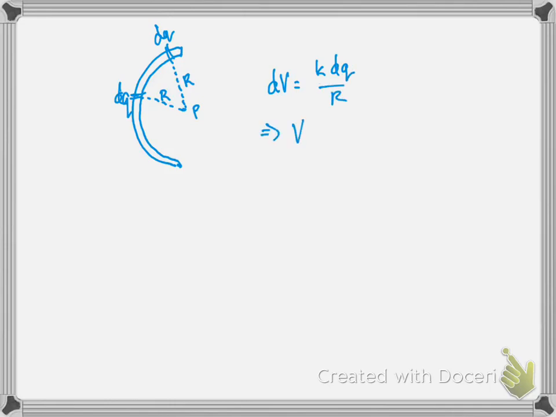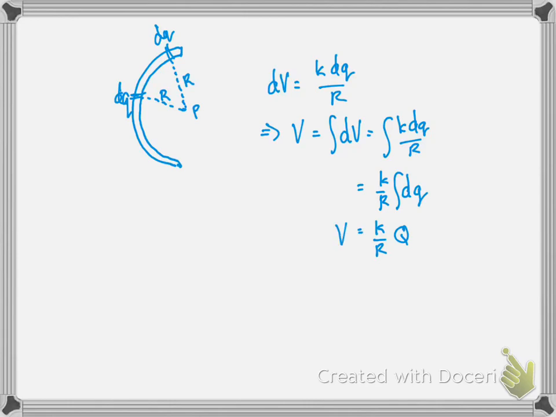So therefore, V is equal to the sum of all the dVs, which is the sum of k dQ over R. But now because it's a half circle, k and R are constant, and so then that's just k over R times the sum of dQ. So the potential is k over R times, when you sum up all the dQs, the total charge of that half circle. And notice that was a super easy integral to do because it's not a vector sum. So there's no components that we have to take, no vectors we have to take components of.